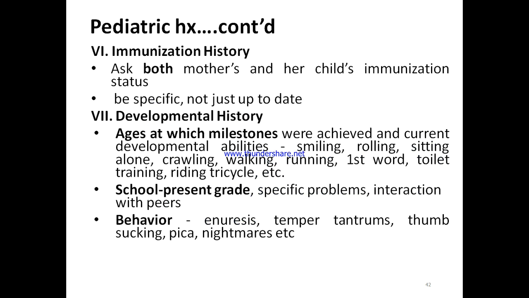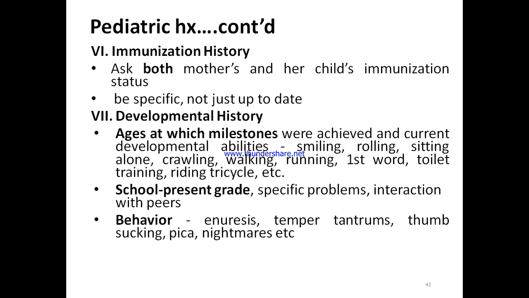The other part of the pediatric history is the immunization history, which is a very important part, for assessing the immunization status of both the mother and her child. Be specific, and always be updated on what and when the child took a vaccine, and the mother also.